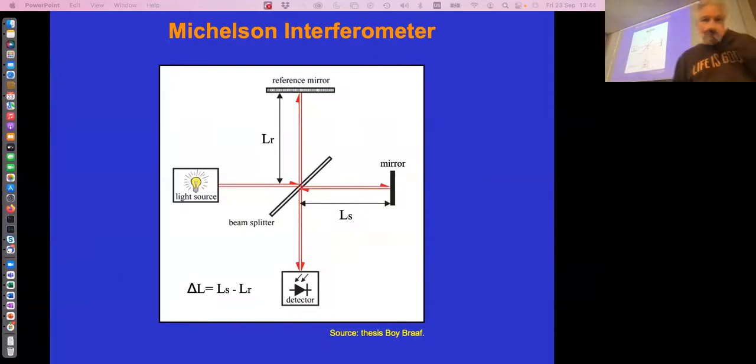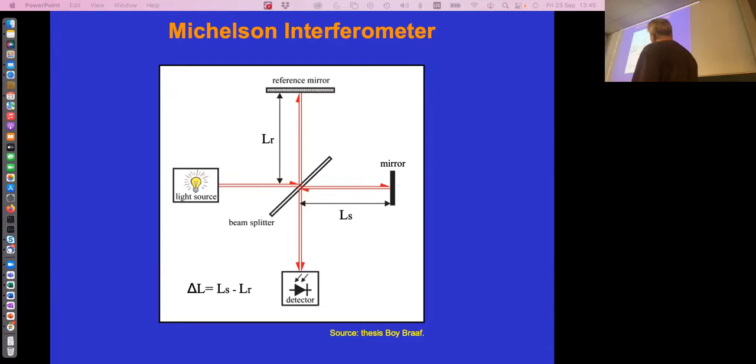Okay, so before going any deeper, let's first take a look at a simplified Michelson interferometer. So I have my light source here.